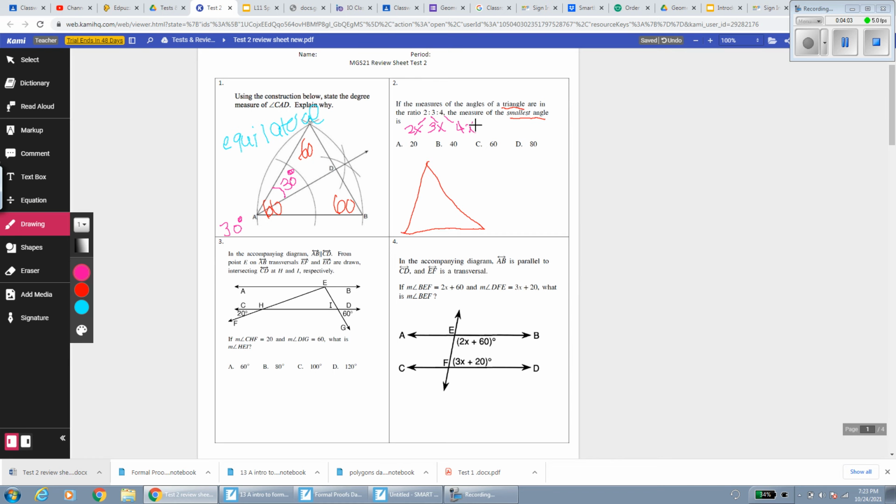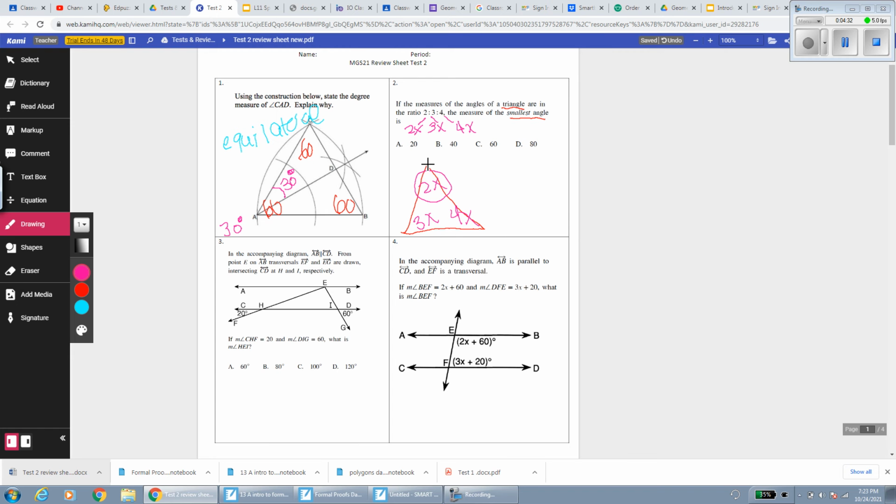It didn't tell me. So let's say this is the 2x angle, this is the 3x angle, and this is the 4x angle. Clearly, the 2x angle is going to be the smallest angle in this triangle. And the 4x angle is going to be the biggest angle in the triangle. And the 3x angle is going to be somewhere in between the other 2 angles. The question is asking me for the smallest angle. So once I figure out what x is, I can plug in to 2x.